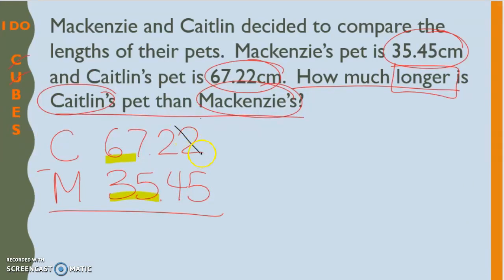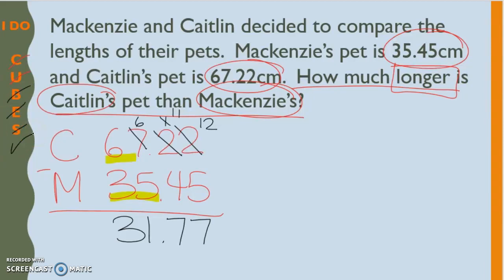As you can see, I'm going to have to regroup already. 12 minus 5 is 7. Can I subtract 4 from 1? No, so I'm going to regroup again. 11 minus 4 is 7. 6 minus 5 is 1, and 6 minus 3 is 3. Does that make sense? Now we need to answer the question. Well, actually, we've evaluated and we solved.